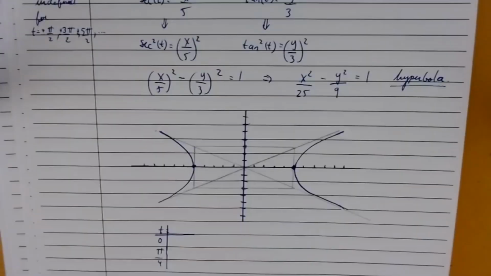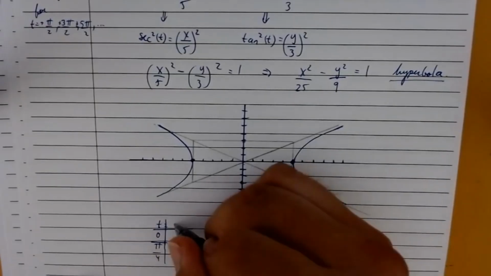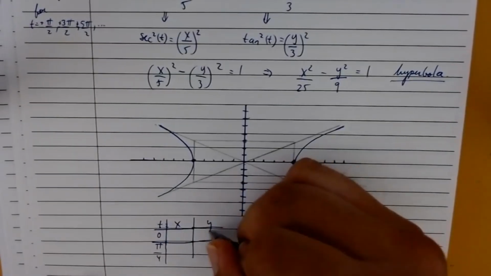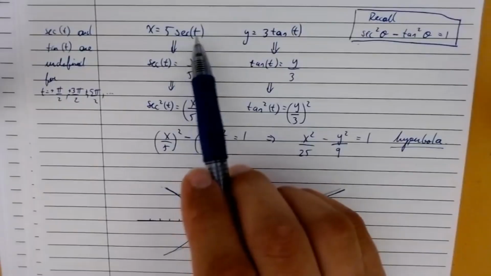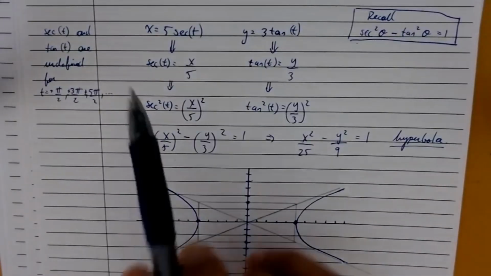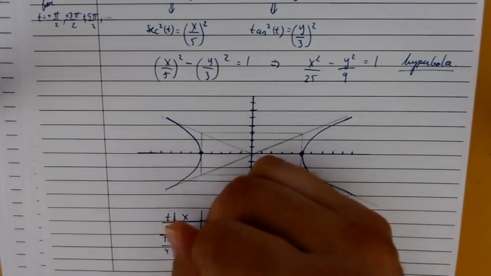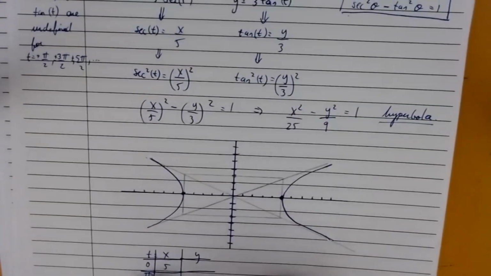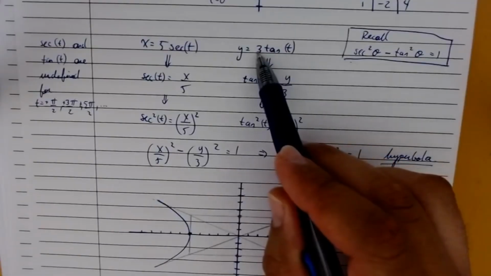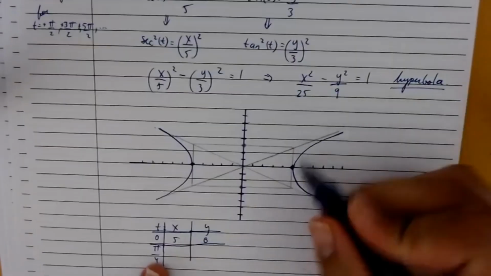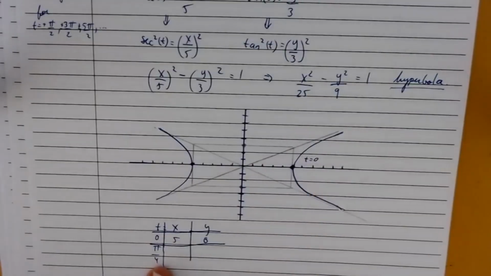Because after all, both 0 and pi over 4 are between negative pi over 2 and positive pi over 2. That's my t, so let's see what x and y are. If t is equal to 0, then the secant of 0 is equal to 1, times 5 is 5. So if t is equal to 0, x is 5. And tangent of 0 is 0, times 3, that's still 0. That's this point right here, 5, 0. So that's what happens when t is equal to 0.